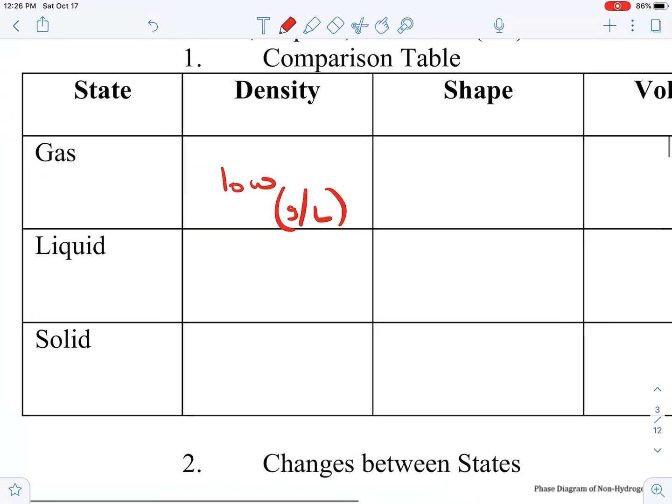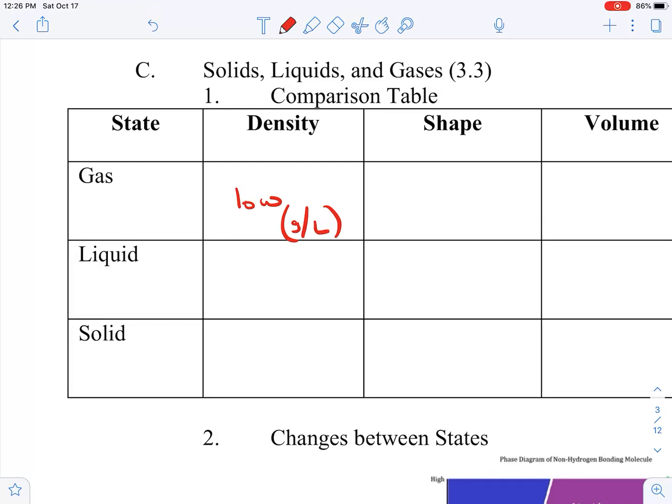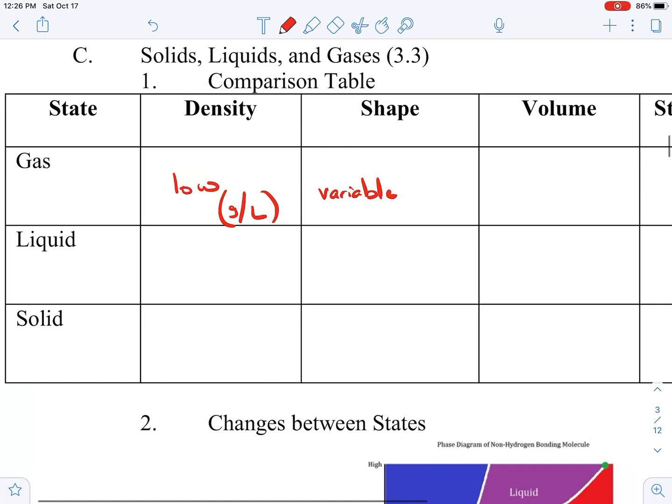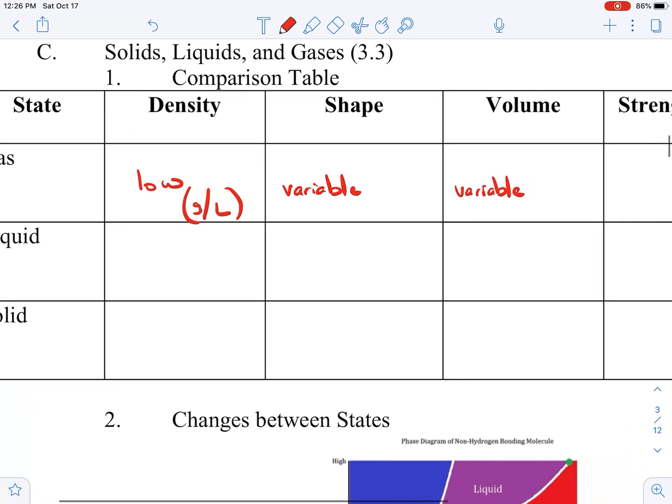The next one is shape. When we talk about a gas, we're asking what shape it has. Its shape is variable, right? It's going to take the shape of a container. Its volume, same thing, is going to be variable. It is going to take the shape of the container that it is in.